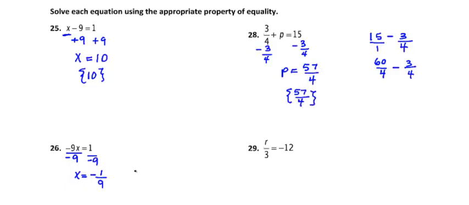And I didn't write the solution set here. That would be negative 1/9. R divided by 3 equals negative 12. Since R is divided by 3, we have to multiply each side by 3. And so 3 times R divided by 3 is just simply R. And negative 12 times 3 is negative 36.